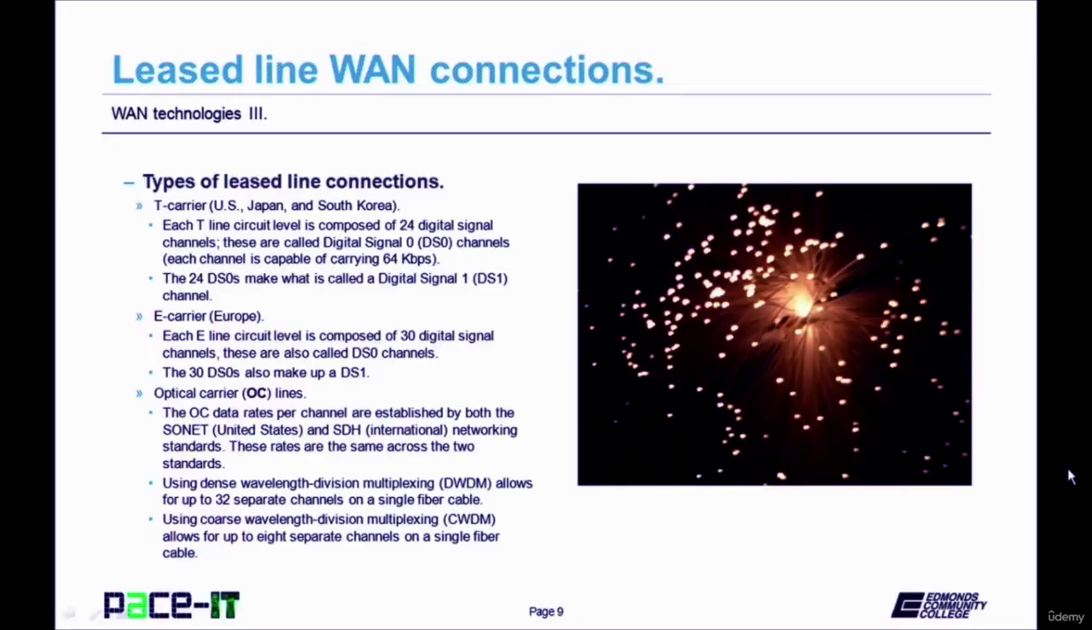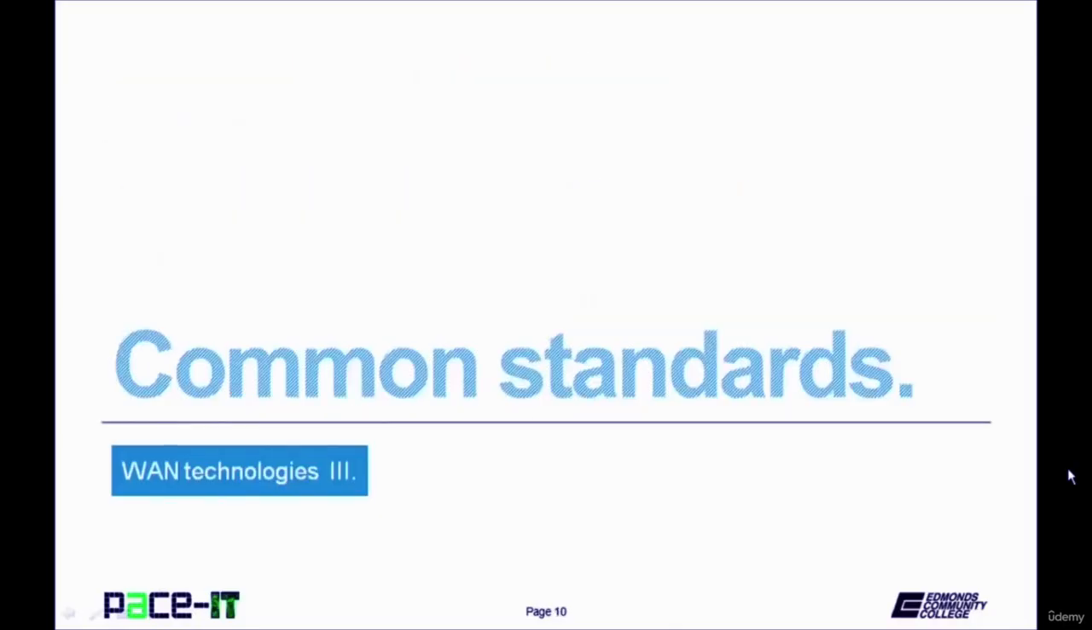It's possible to multiplex multiple channels into the same fiber using different methods. The first method is dense wavelength division multiplexing, DWDM. It allows for up to 32 separate channels on a single fiber cable. Or you could use coarse wavelength division multiplexing, which allows for up to 8 separate channels on a single fiber optic cable. Let's conclude with common standards.